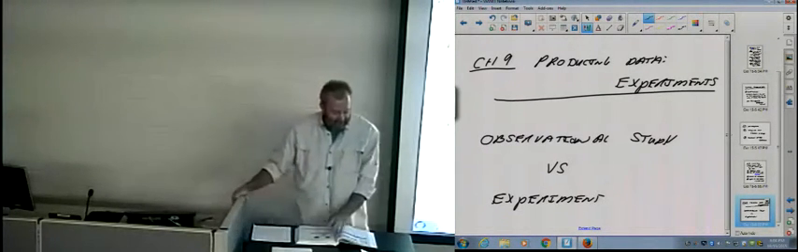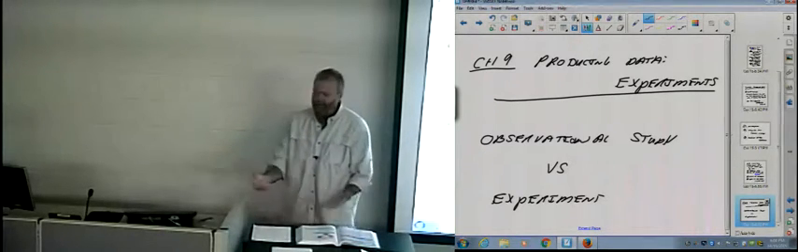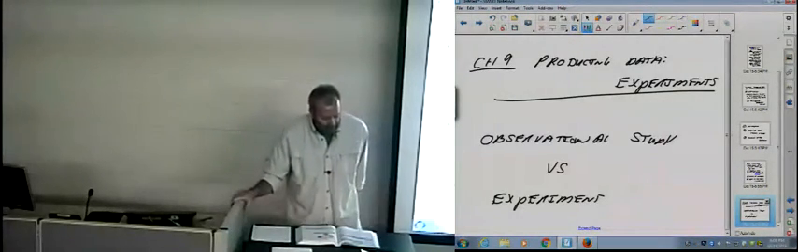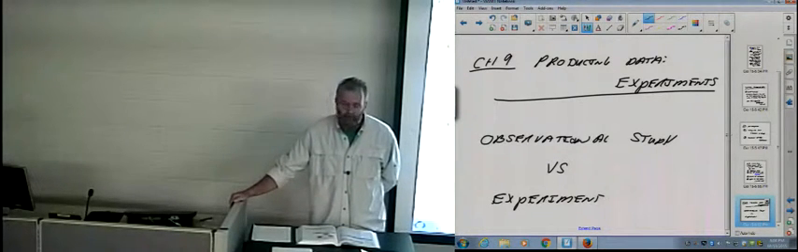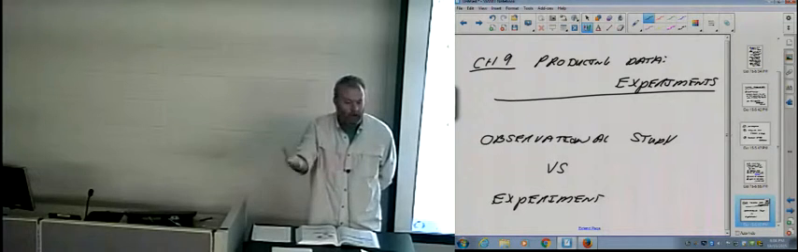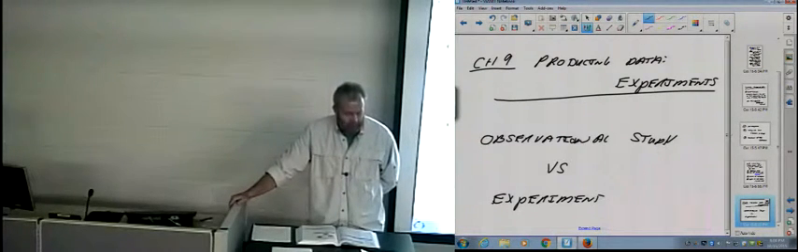Now, the reason I take you to page 228, there's a box there. Two definitions, what an observational study is and what an experiment is. An observational study observes individuals and measures variables of interest. Whatever the variables are that we are interested in, we just measure them, right? But does not attempt to influence their responses.